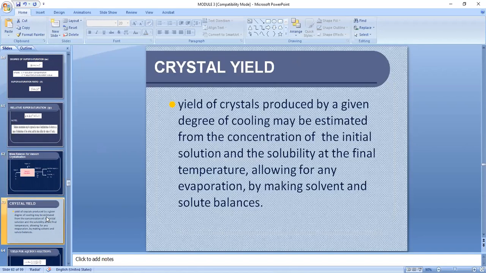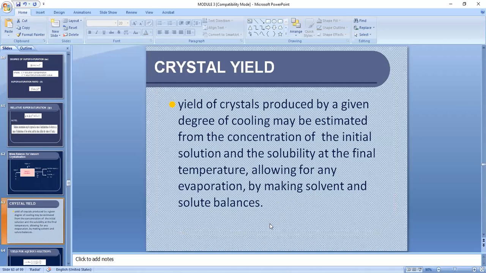Now, speaking of the product, the crystal, that has something to do with the yield. So the yield of crystals produced by a given degree of cooling may be estimated from the concentration of the initial solution, or the feed that is, and the solubility at the final temperature, allowing for any evaporation if there is, and if there's none, then there's no evaporation, and making solvent and solute balances. Now the last phrase here, which tells you that the yield of the crystals can be determined by making solvent and solute balances, is the method of Geankoplis.